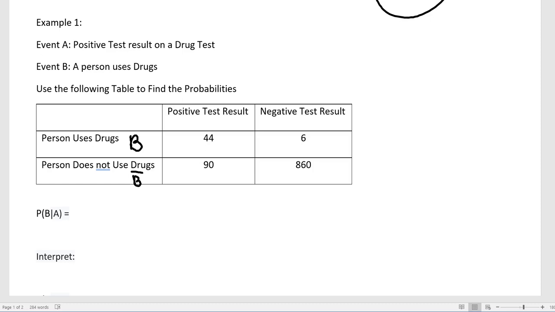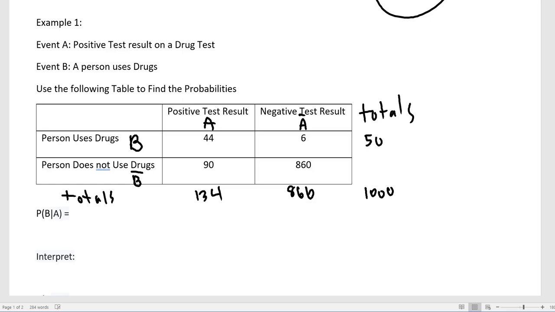Positive test result, that was A. So a negative test result, I would call that A not. Now, we need to make sure on these tables that we go in and fill in all the totals. A couple of them are easy, like 134, 866, and that totals to 1,000. 44 and 6 would be 50, 950, and our total still checks out to 1,000.